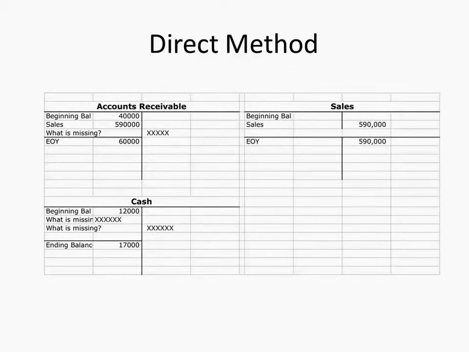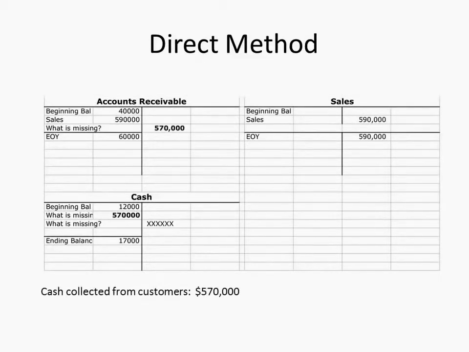If it was 40 in the beginning and it's 60 at the end of the year, what's your change in accounts receivable? What's your overall change in accounts receivable? 20. Okay? So cash collected from customers is 570. Okay, so you have to back out the change in accounts receivable.